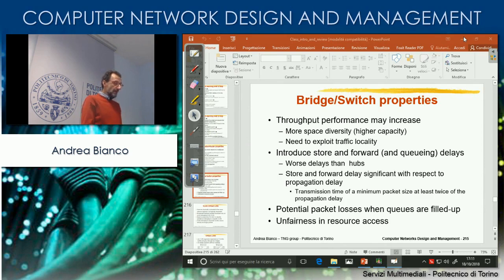We may have potential packet losses when queues fill up. We have seen an example before, right? If we are sending a lot of traffic toward a given output link, that bridge, that switch saturates if there is an excess of traffic, the queues fill up, and after a while you may have packet drops. And we have unfairness in resource access. We have seen that example, right? All of the other users except the one connected to this LAN are very penalized when accessing this specific link. Okay? That's a summary of things that we have seen and we have said.